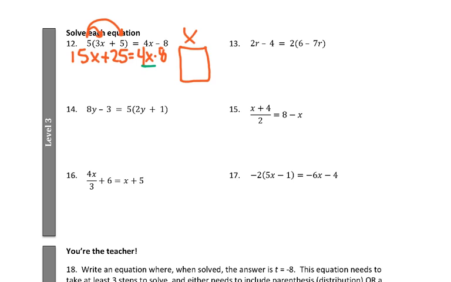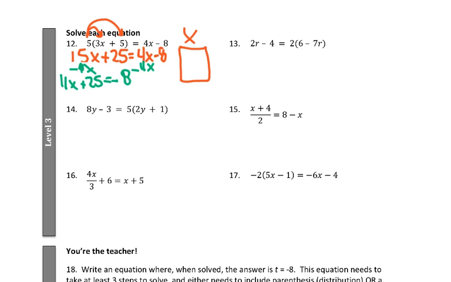And once again, I've got two x's, and that's a minus. Ugh, writing on the iPad. I've got two x's. The one that is smaller is the 4x. So the way that I get rid of that 4x is I'm going to subtract 4x from both sides. So 15x minus 4x is going to be 11x plus 25 equals negative 8.